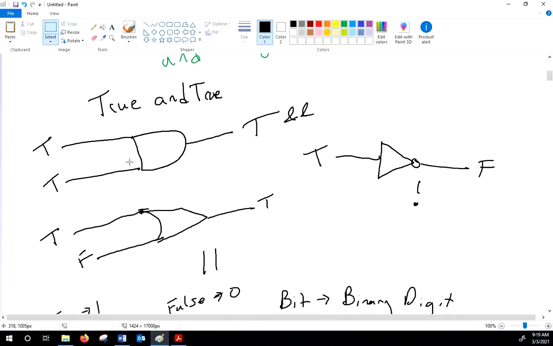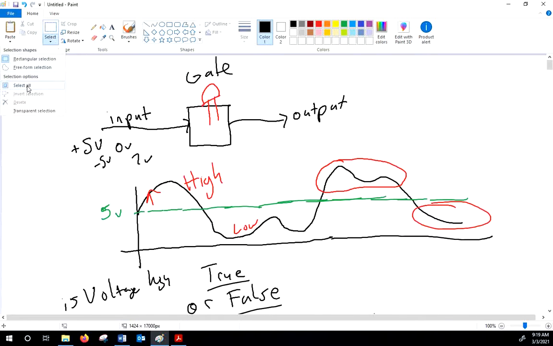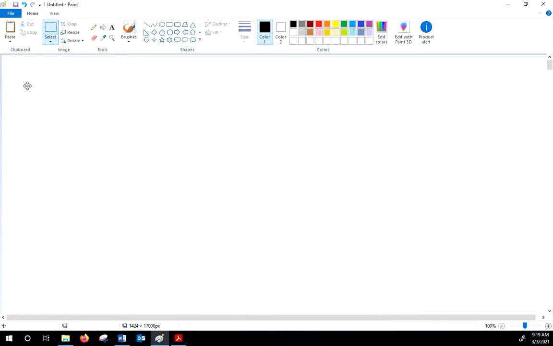All right, so before we go any further with this, I want to practice adding and subtracting with binary numbers. So let's do that.